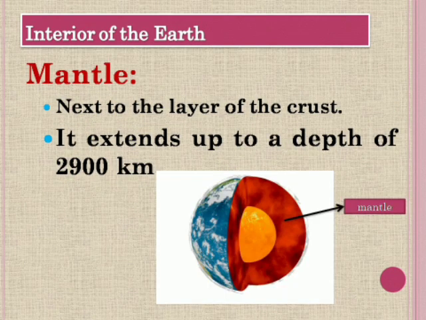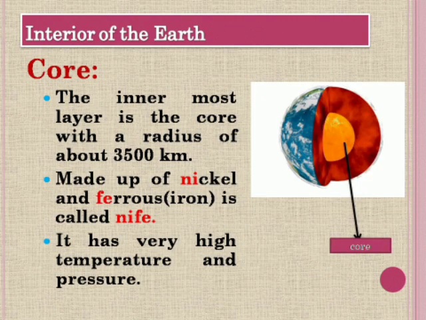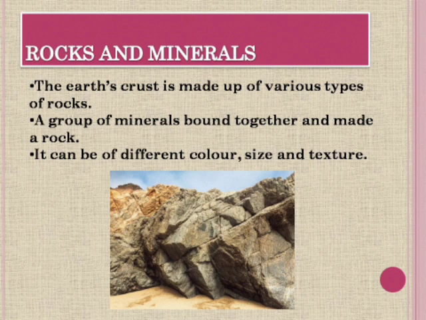See the next slide, children. The next layer of the earth below the crust, we call it mantle. It extends up to a depth of 2900 km. See the next slide, children. This is the core layer of the earth. The innermost layer is the core with a radius of about 3500 km, and it is made up of nickel and ferrous. Ferrous means iron. So this is called Nife. It has very high temperature and pressure.